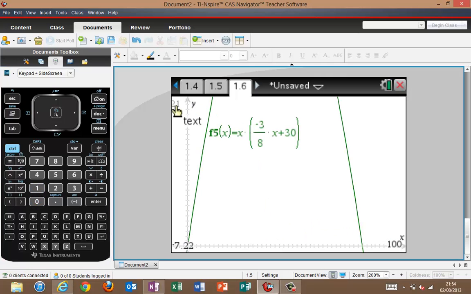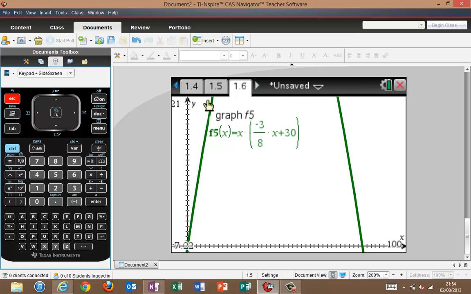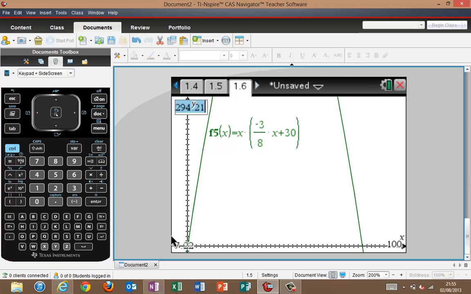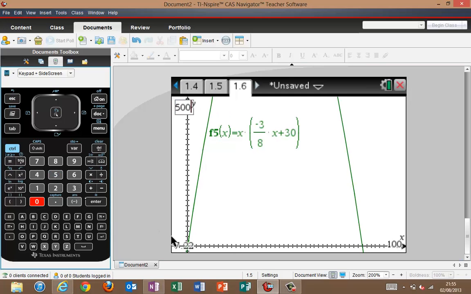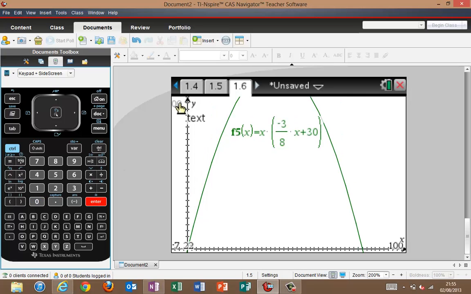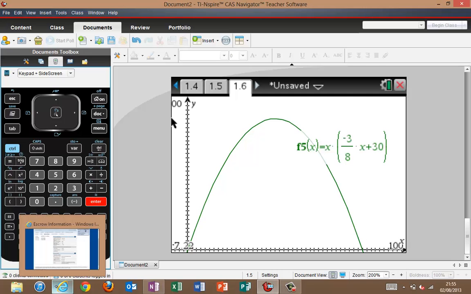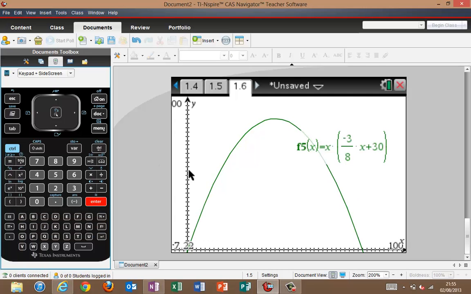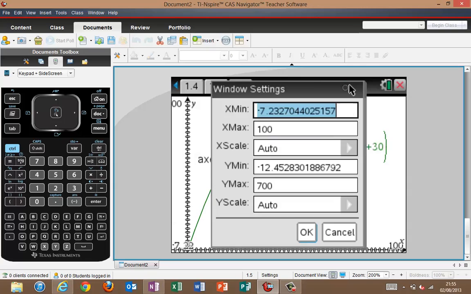And my y max should be larger. My y max needs to be, let's see if I can select this. I might have to go the old fashioned way. Nope, I can do this. Let's go maybe 500. Still not tall enough. 700. There we go. So I'm going to go to my window so you can see what my window was. There it is.